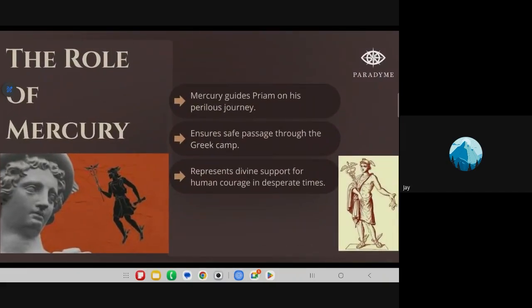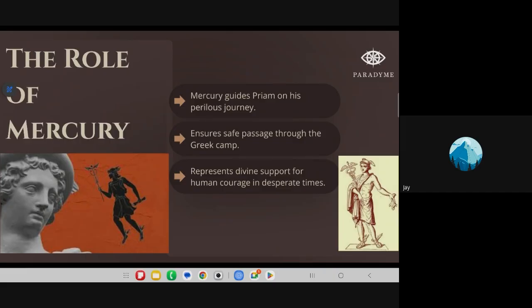The role of Mercury in this: Mercury guides Priam on his perilous journey, ensures safe passage through the Greek camp, and represents divine support for human courage in desperate times. So right now, King Priam pretty much loads up this huge wagon full of gold and different things to offer Achilles. And it's pretty much like a suicide mission. Everyone's like, don't go. You're going to go through the camp of your enemies. They're going to kill you before you even get there.